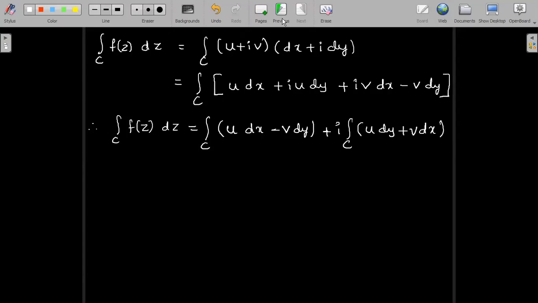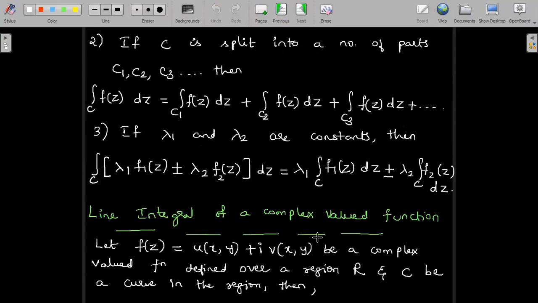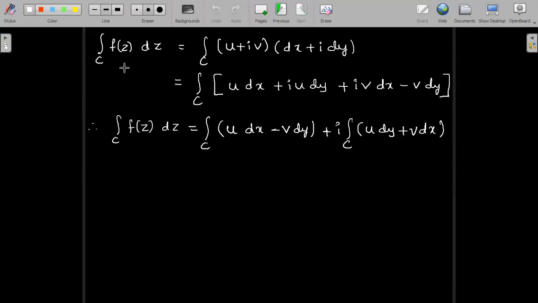So this is the line integral of a complex valued function. f of z is a complex valued function given by u plus iv. We are considering the Cartesian representation, coordinates x comma y. If f of z represents a complex valued function over a region R, and C is a curve in the region, then we can always write the integral over C of f of z dz by splitting u plus iv into dx plus i dy, then multiplying and grouping real plus imaginary.